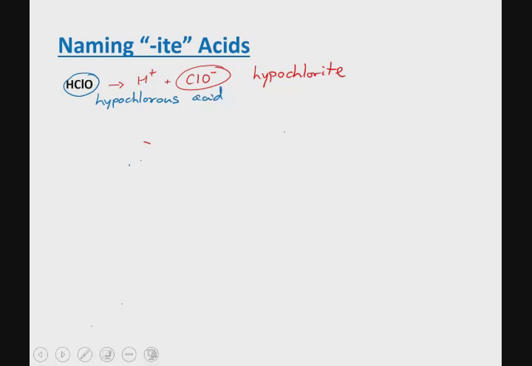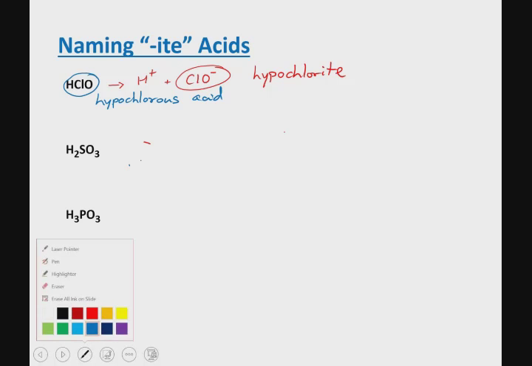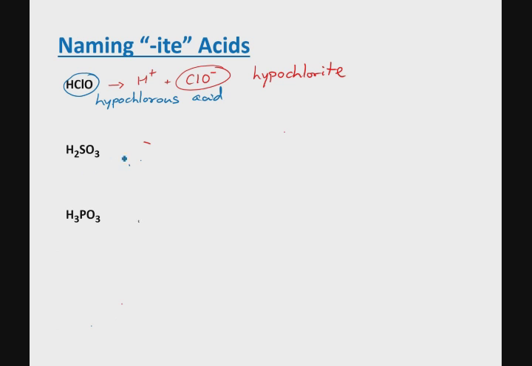Okay, go ahead and pause the video so that you can try out naming these. Now please remember what we said in our previous slide. Sulfur and phosphorus containing oxyacids, their names are modified slightly by keeping the UR of sulfur and the OR of phosphorus. So that applies here as well. So this is called sulfurous acid, and this is called phosphorous acid.